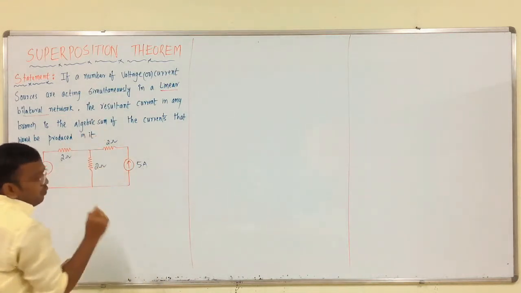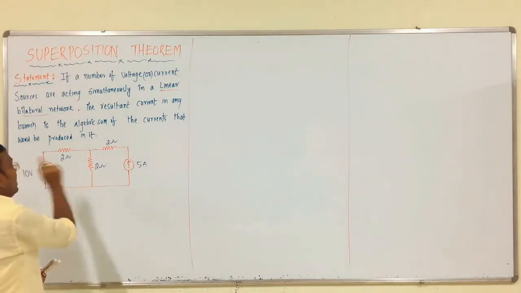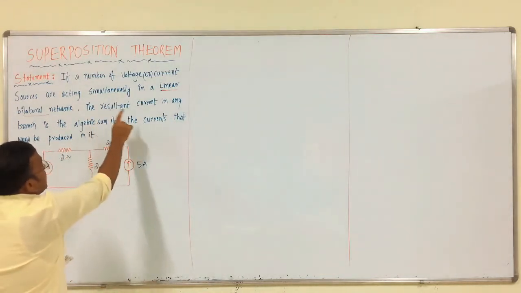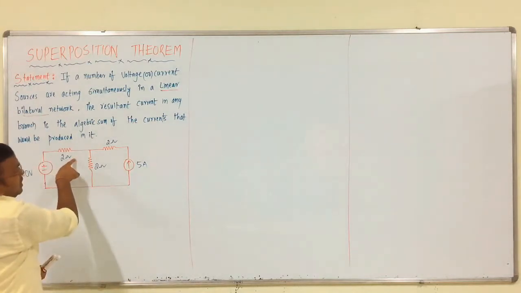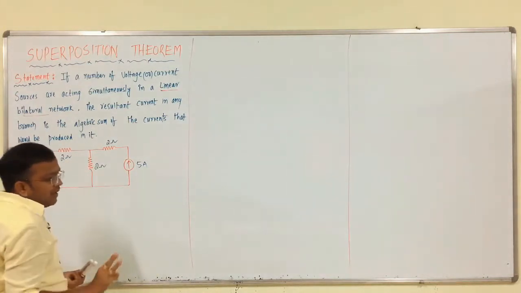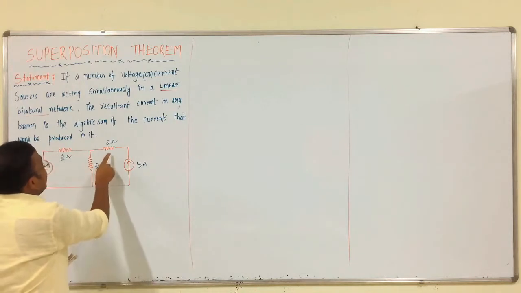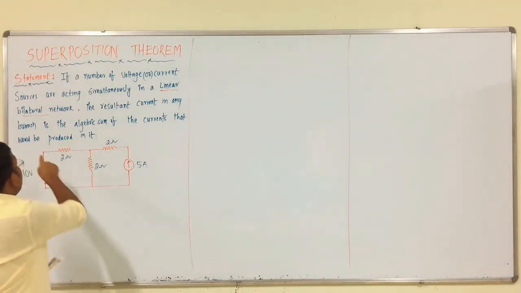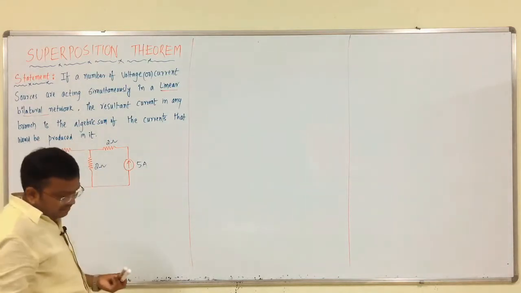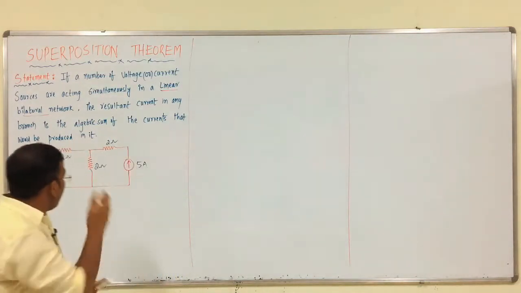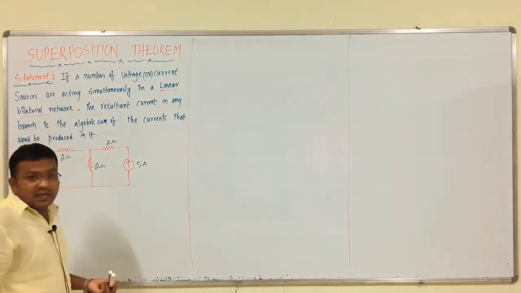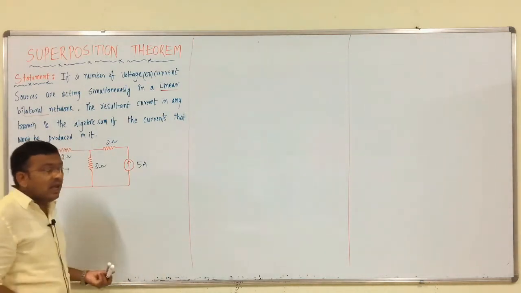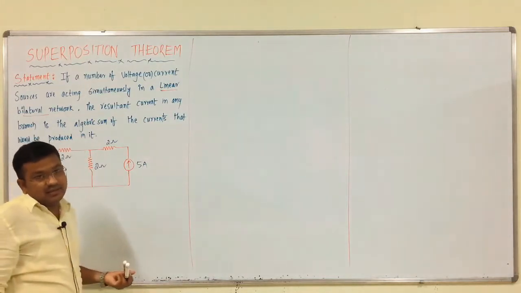If a number of voltage or current sources are acting simultaneously in a network, then the resultant current in any branch, here we have 1, 2, 3 branches, is the algebraic sum of the currents that would be produced in it. Here I am considering a circuit with one voltage source, one current source and 3 branches of resistances.